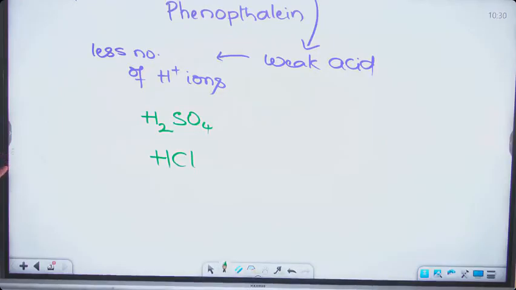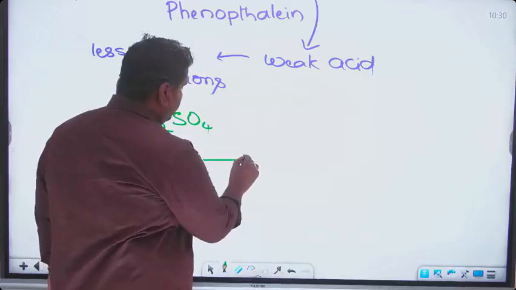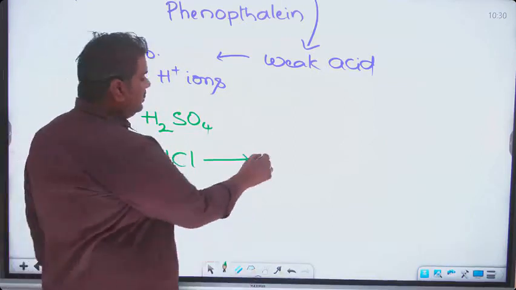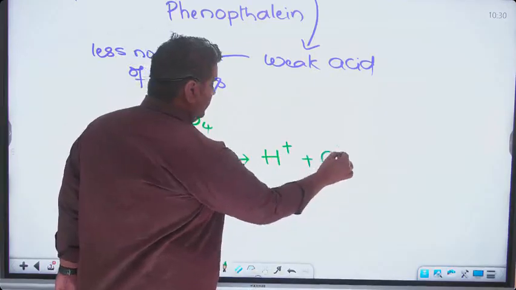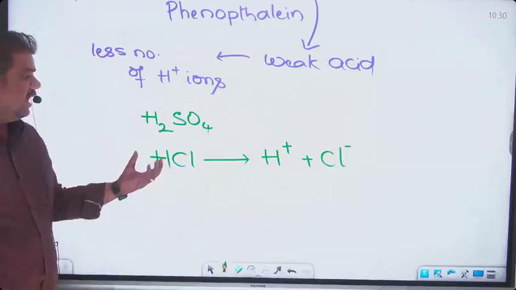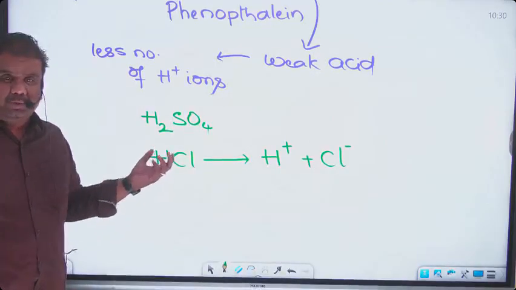H2SO4, HCl ఈ రెండింటిని కంపేర్ చేస్తే, HCl is considered to be a strong acid when compared to the case of H2SO4. The reason for that, why is it so? So talking about the case of HCl, when it is dissociating in water, it is giving us H plus and Cl minus. అంటే ఈ particular case లో హైడ్రోజన్ అయాన్స్ అనేవి కంప్లీట్ గా స్ప్లిట్ అయిపోయాయి.